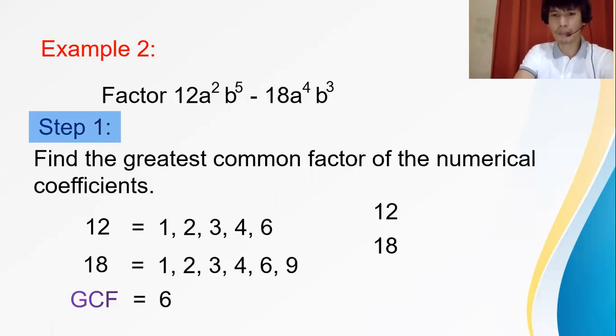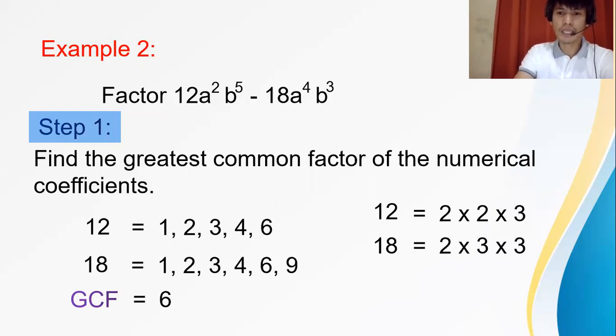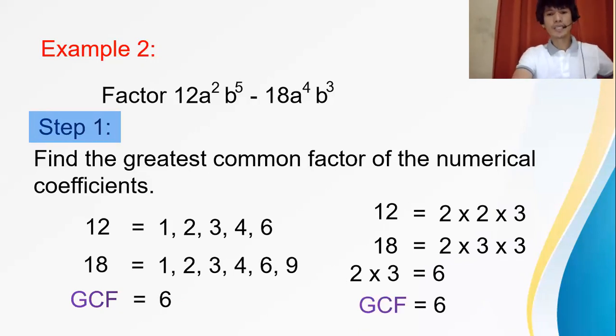Or, like earlier, it can also be done this way: 2 times 2 times 3, and 2 times 3 times 3. Then, our common factors are 2 and 3. What we do is multiply the 3 and the 2. And therefore, the answer is 6. Right? So, 2 times 3, we have 6. And therefore, GCF is equal to 6.